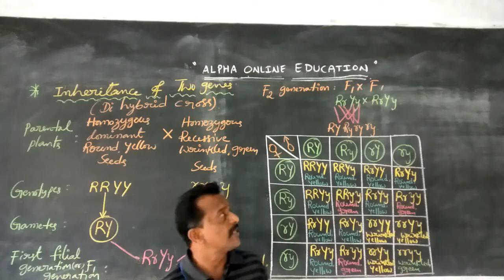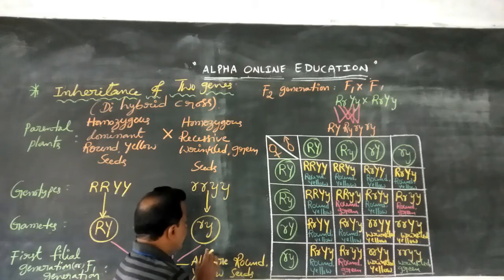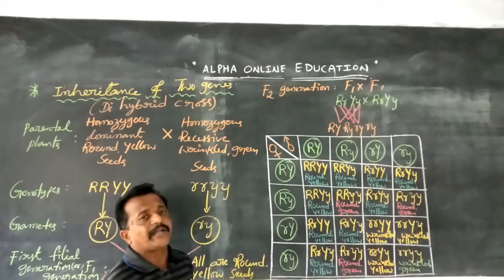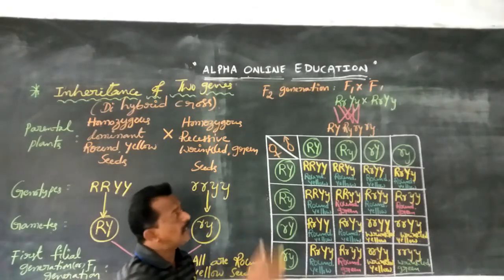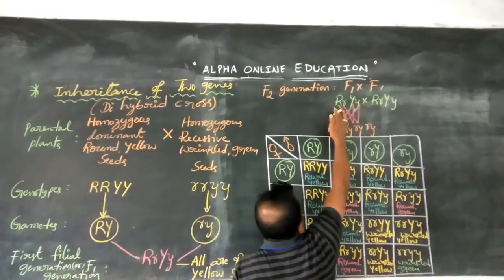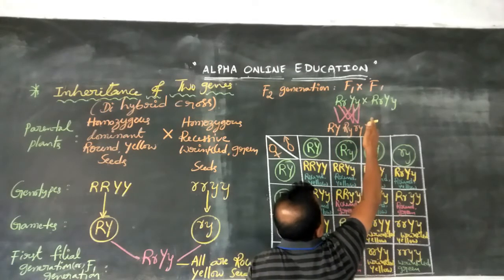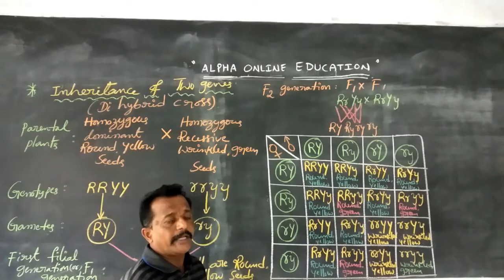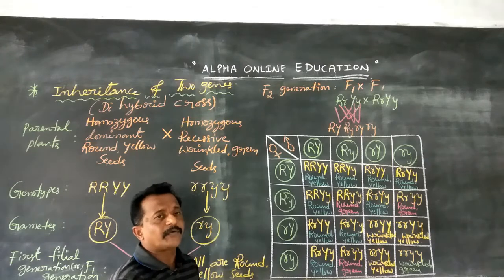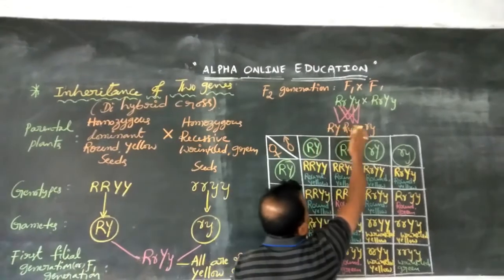Next we go to the second filial generation, or F2 generation. Here the F1 generation plants are self-fertilized. That means F1 crosses with F1. The F1 plants are capital R, small r, capital Y, small y, crossed with other F1 plants that are also capital R, small r, capital Y, small y. These genotypes will produce four types of gametes.